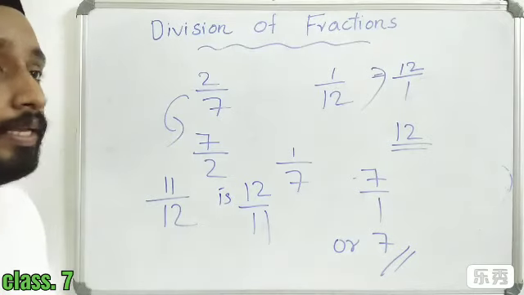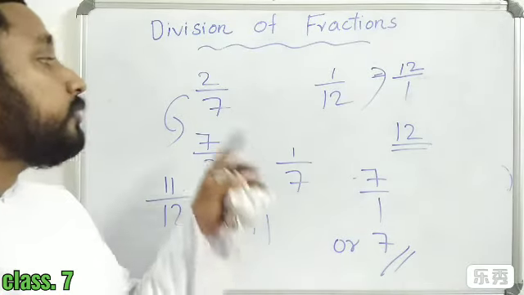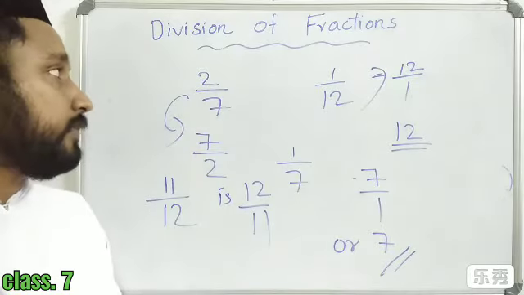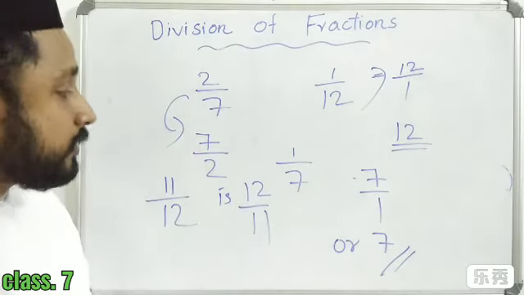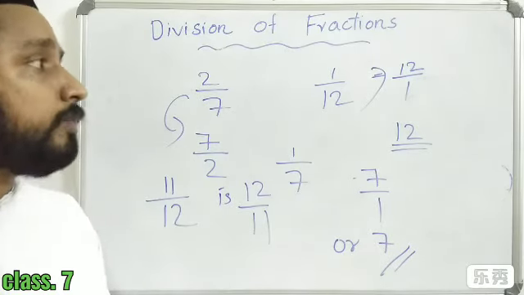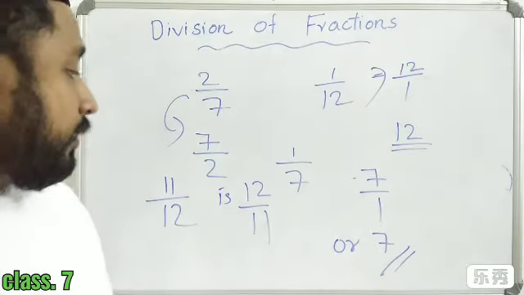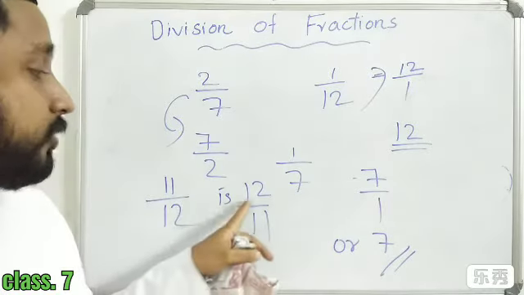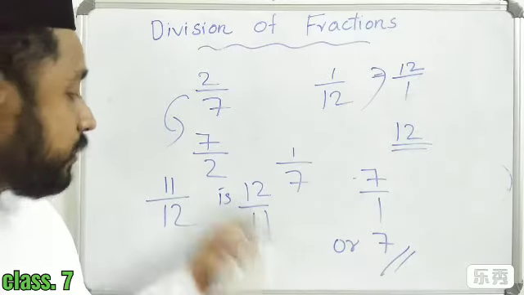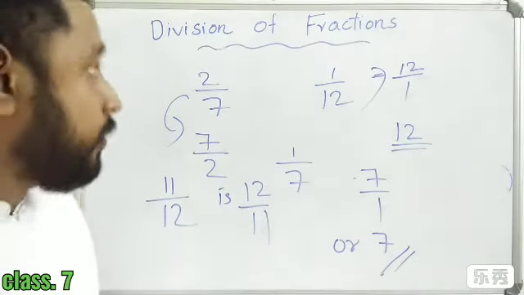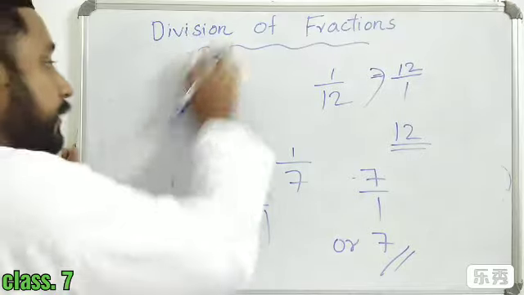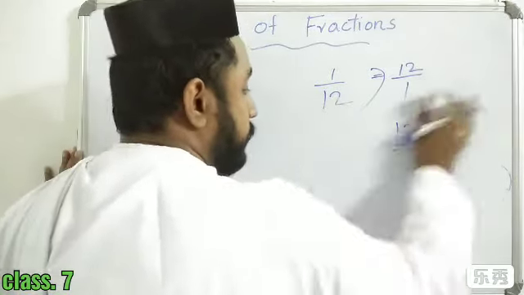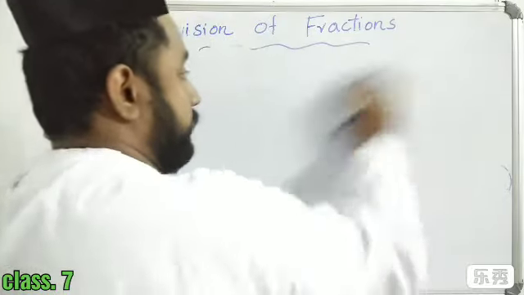So in order to get the reciprocal of a fraction, we have to interchange the numerator and denominator. The reciprocal of 2 by 7 is 7 by 2, the reciprocal of 1 by 12 is 12 by 1 or simply 12, of 1 by 7 is 7 by 1 or 7, and of 11 by 12 is 12 by 11. In reverse, the reciprocal of 12 by 11 is 11 by 12. So reciprocal means interchanging numerator and denominator.